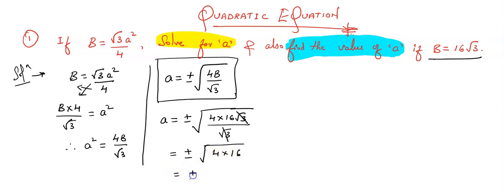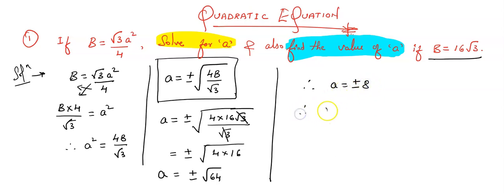That is equal to plus or minus root of 16 into 4, which is 64. Therefore, a is equal to plus or minus, what is the root of 64? That is 8, because 8 eights are 64. So the value of a is plus 8 and the value of a is minus 8. So these are the two solutions, 8 comma minus 8.